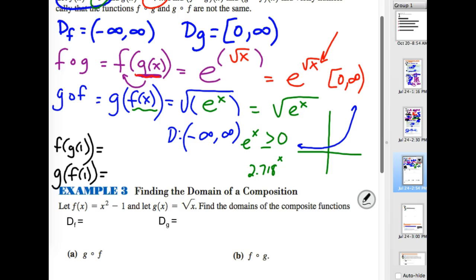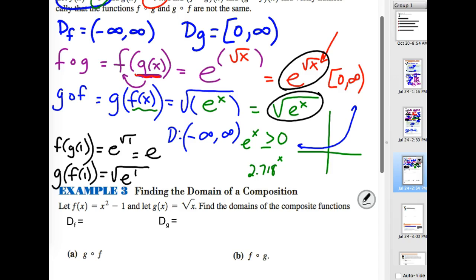So the first one said, take f of g of 1. We've got this expression for f of g, and we're plugging in a 1 for x. Well, the square root of 1 is just 1. E to the first power is just e. If we do the same thing with our g of f function, which was the square root of e to the x, and now we're putting a 1 in for x, we have the square root of e to the first, or the square root of e. And notice that these two are not the same. Okay, so we verified numerically that the two compositions are not the same thing. So you do have to be very careful of the order that you're doing the compositions in.